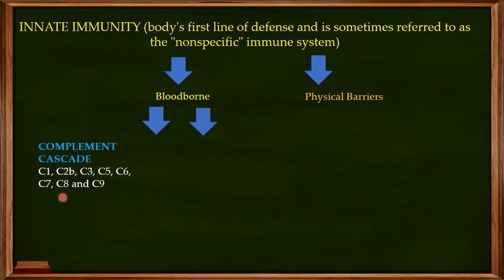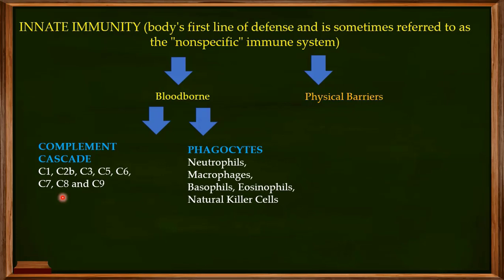Now the other subcomponent of this blood-borne component is known as the phagocytes. And in the phagocytes there are neutrophils, the macrophages, the basophils, the eosinophils, the natural killer cells. The combined action of these blood-borne components of the innate immunity leads to the direct killing of the pathogens. So these are the two main components of the blood-borne component of the innate immunity, the complement cascade and the phagocytes. Now this phenomenon is the same for all of the pathogens, therefore we call this innate immunity the non-specific immunity.